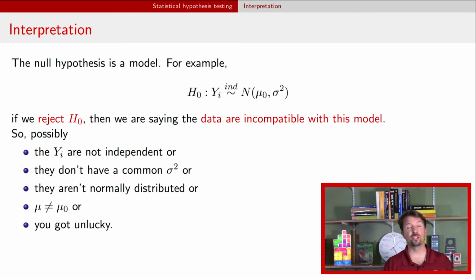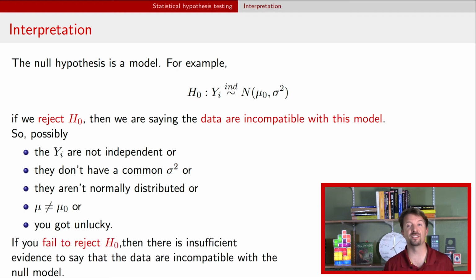If, on the other hand, you make the decision to fail to reject the null hypothesis, then what can you say there? Well, what you can say is that there is insufficient evidence to say that the data are incompatible with the null model, that is, the one that's listed up top. And this is as strong a statement as you can make because there are a variety of reasons, in particular a small sample size, why you might fail to reject the null hypothesis. So that doesn't mean it's true. Okay. All right, let's give an example.